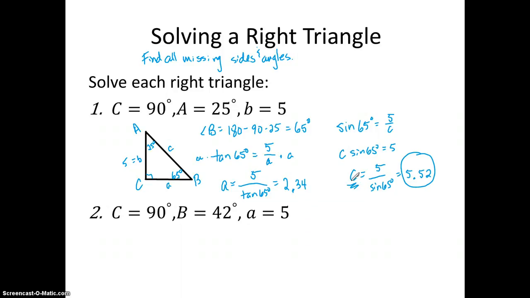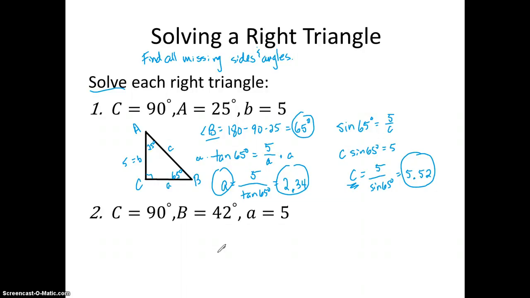I found C, I found side A, and I found angle B, which means I solved this triangle because I did all the sides and all the angles. Why don't you try this one right here on your own, and then pause the video and then come back and see if you got the correct answer.